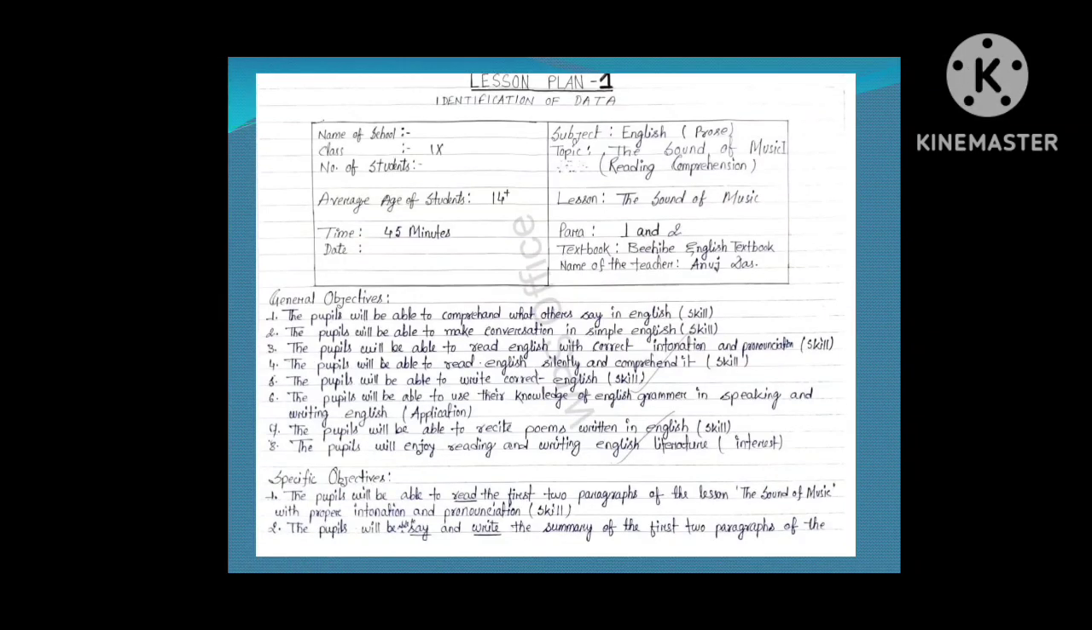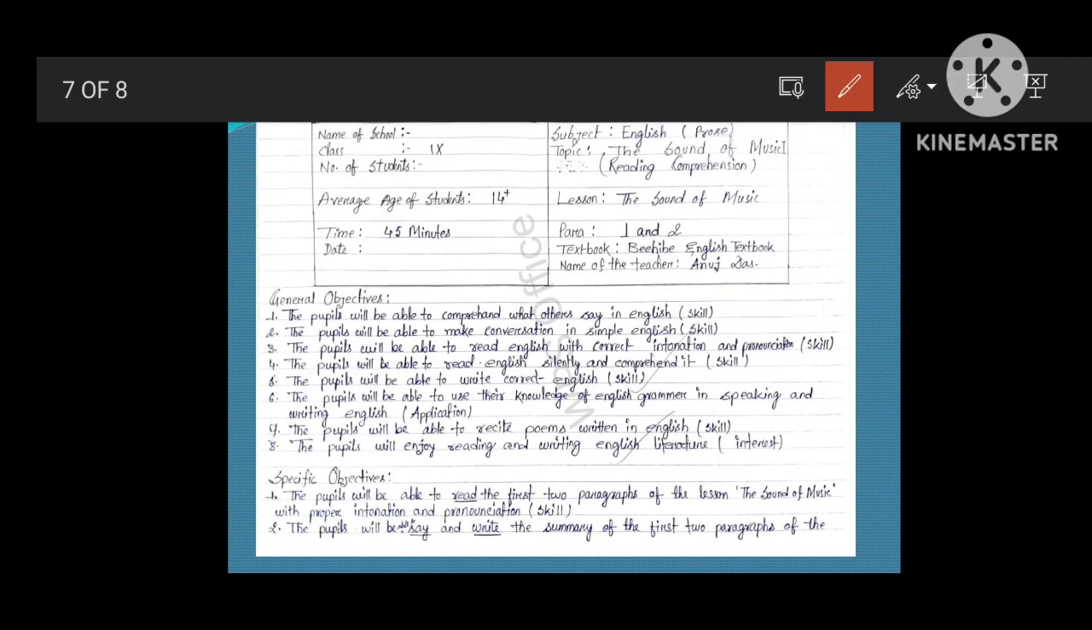Before going directly to the specific objectives, we first have to set some general objectives in the case of a macro lesson plan. So what are these objectives? The pupil will be able to comprehend what others say in English. Here, if you read, you can see a comprehensive view of what kind of things will be developed by the teacher out of a complete course or a complete book.